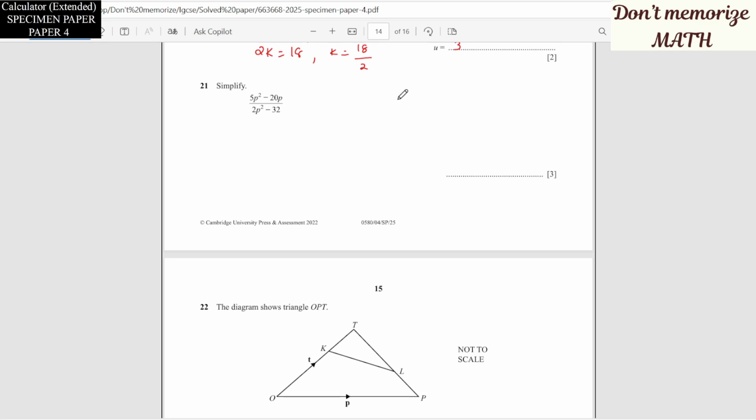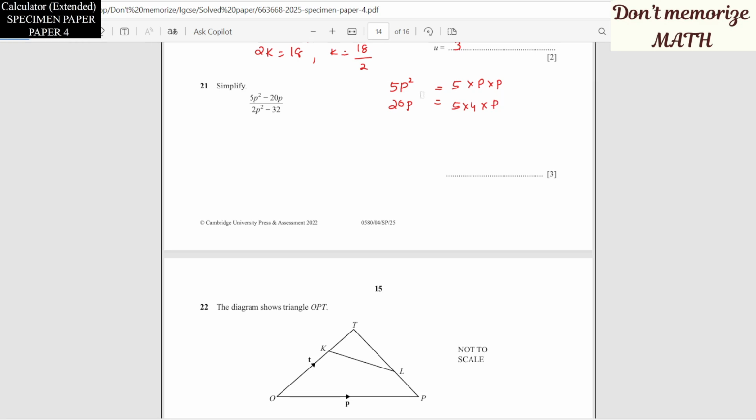If you don't know, just see here, 5p square and 20p. Split them. 5 we cannot split, it's the same as 5 times 1. P square is p times p. How can we split 20? 5 times 4, times p. We have p here, so p.